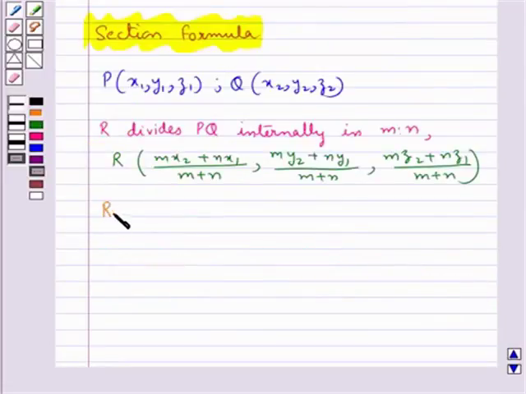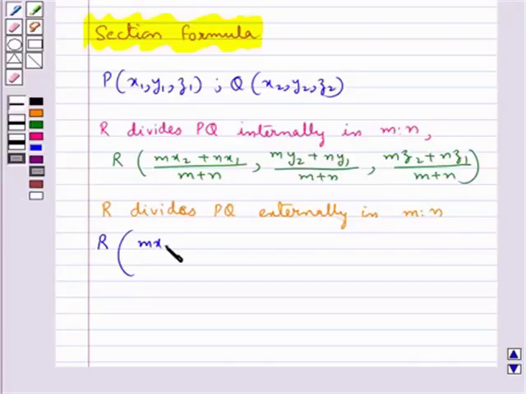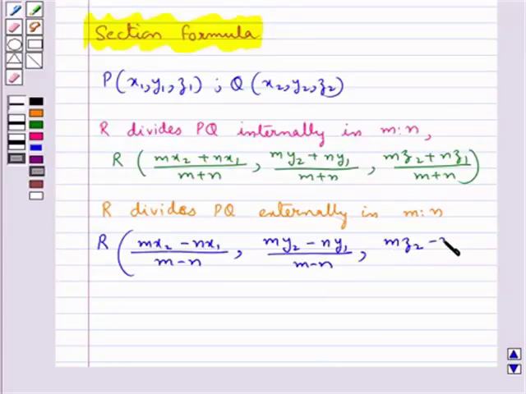And if the point R divides PQ externally in the ratio m:n, then the coordinates of the point R are given by mx2 minus nx1 over m minus n, then my2 minus ny1 by m minus n, mz2 minus nz1 by m minus n.